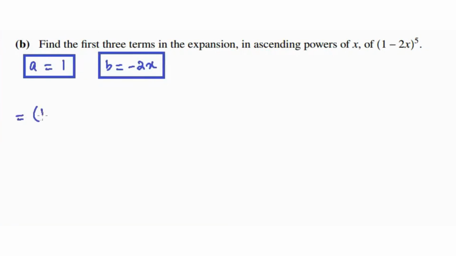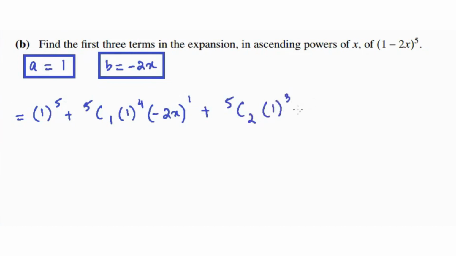So that's going to be 1^5 + 5C1 times 1^4 times (-2x)^1 + 5C2 times 1^3 times (-2x)^2. You will plug this entire thing in the calculator and what you would get is 1 - 10x + 40x^2.